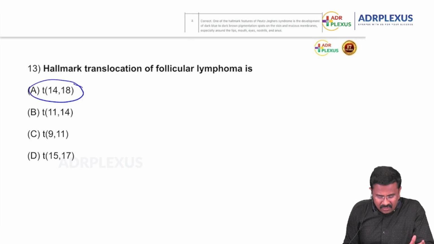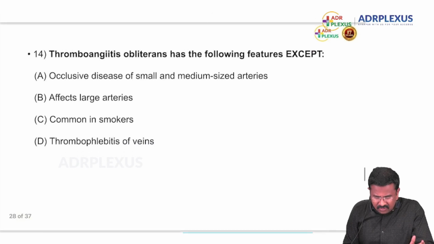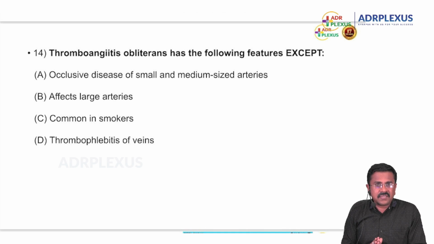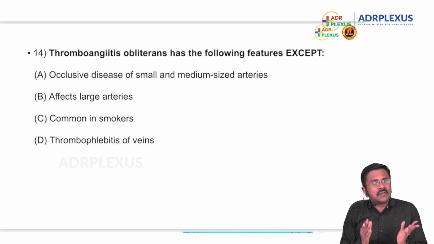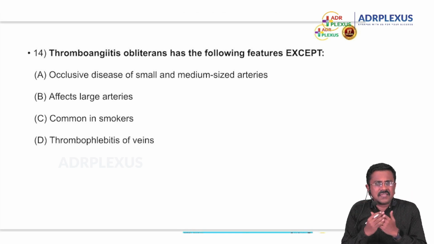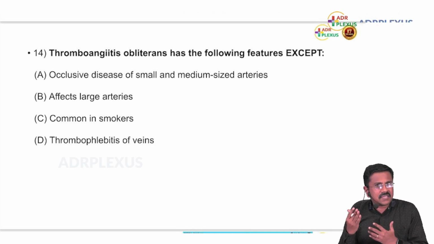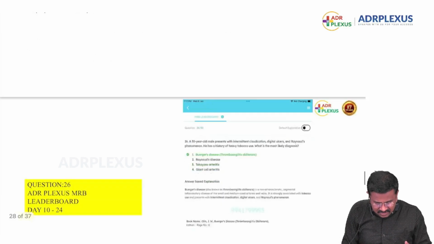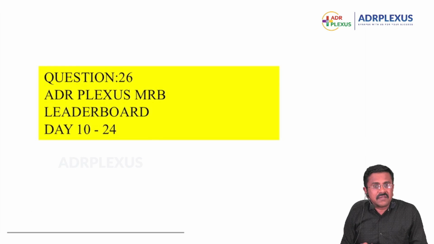Moving on to the 14th question, thromboangiitis obliterans has the following features. Highlighted the word except. Yes. The options given are: occlusive disease of small and medium-sized arteries, affects large arteries, common in smokers, thrombophlebitis of the veins. As you can see, the first two options are contradictory. One option says small and medium-sized arteries, and the other option says large arteries. Let's see what we discussed in our workbook.